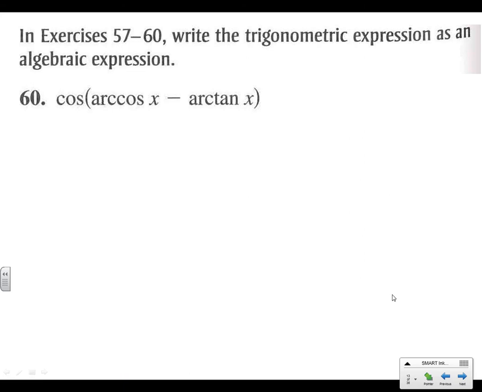All right, let's keep going with problem 60 on the 5-4 homework. So we want to do the cosine of arc cos x minus arc tan x. And so what we have here is a cosine u minus v problem. So the formula for cosine of u minus v equals cosine u cosine v plus sine u sine v.